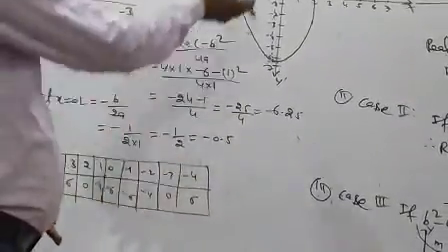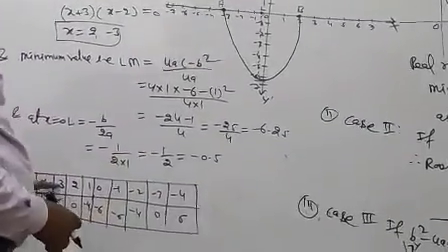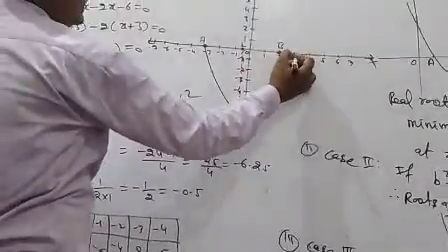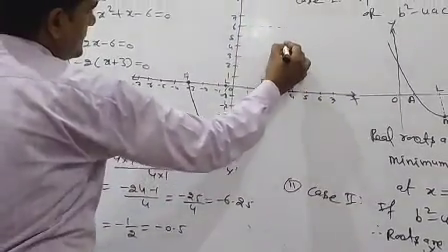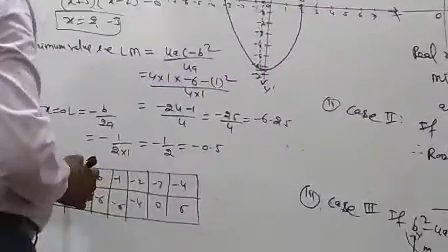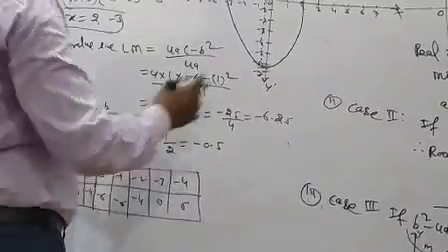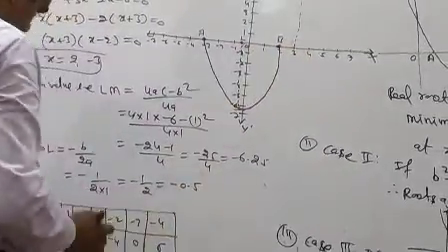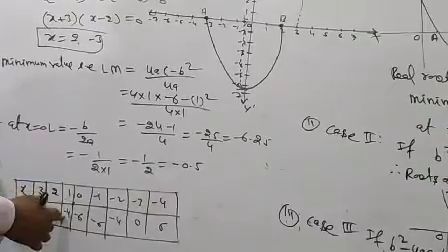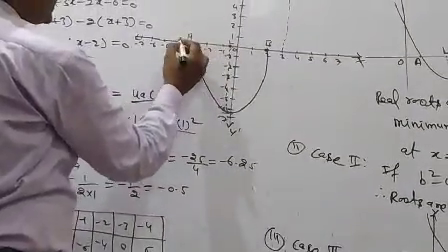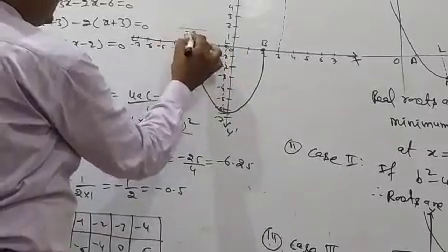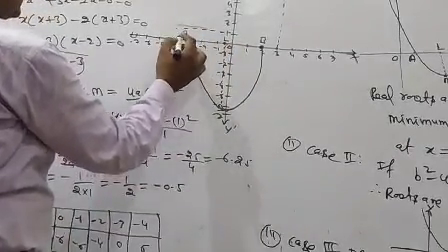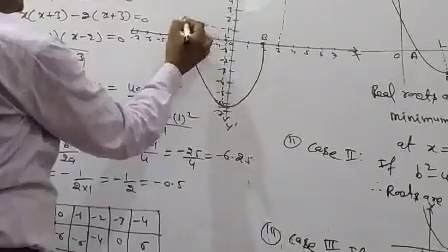Now these values are plotted on this one. X is equal to plus 3, y is equal to 6, like this one here. Understood? X is equal to minus 3, y is equal to 0. X is equal to 2, y is equal to 0. X is equal to 1, y is equal to minus 4. Minus 4 means x is equal to 1, y is equal to minus 4.